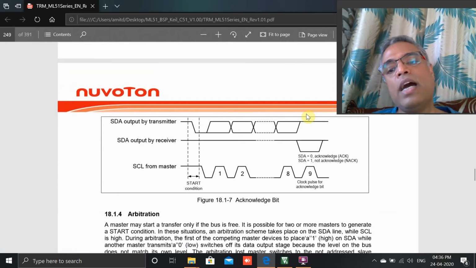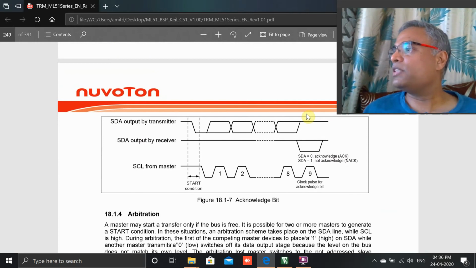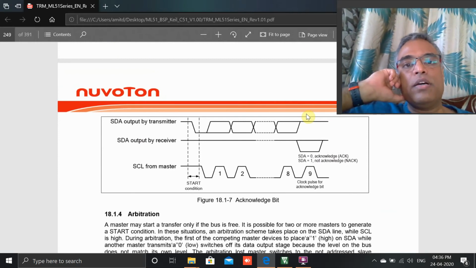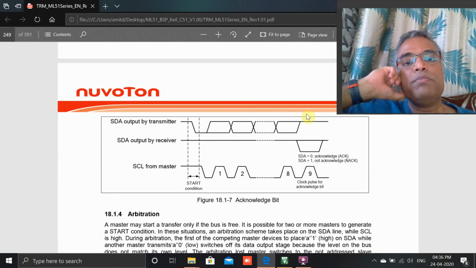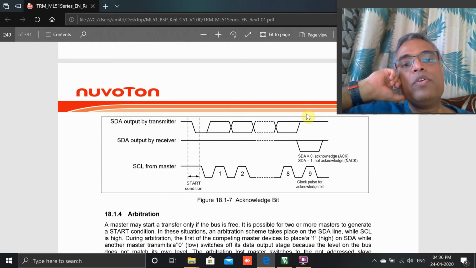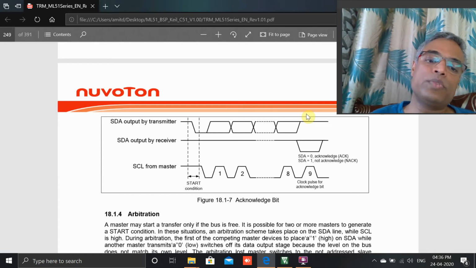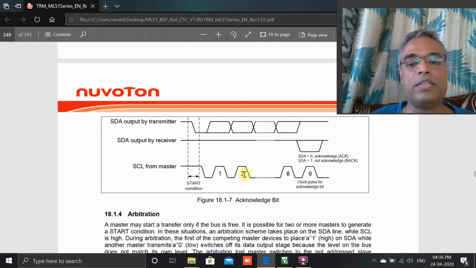So what is an arbitration? An arbitration basically means that, say it's a multi-master system, and there are multiple masters on the I2C bus. Now, if two masters start communicating simultaneously, then what will happen? Who will gain access to the bus? That process is resolved via the arbitration.